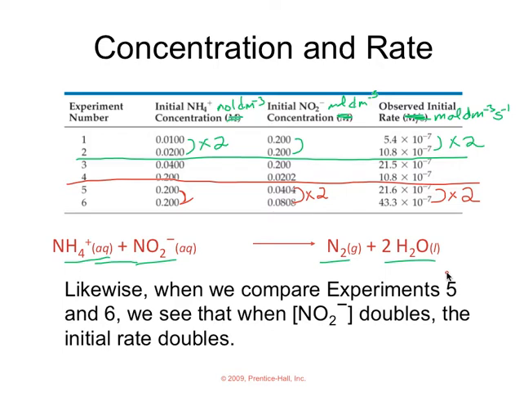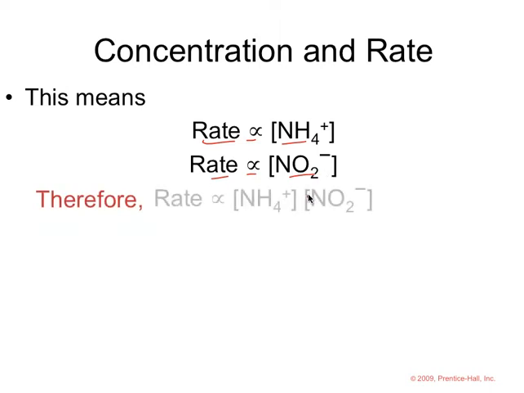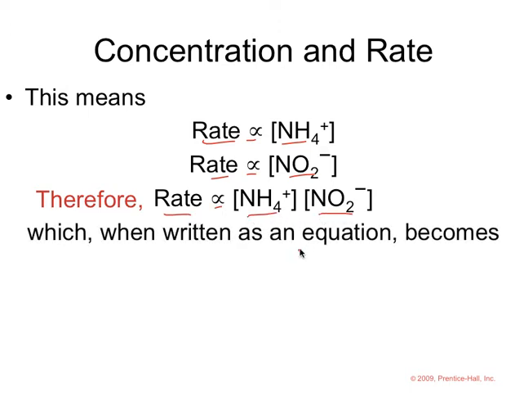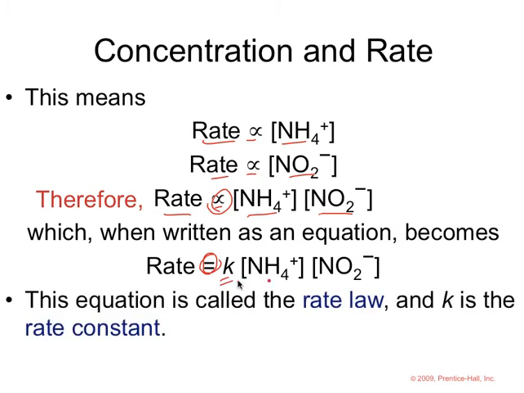Okay, what do we do with this information? Well, what it means is that the rate is proportional to the ammonium concentration. The rate is also directly proportional to the nitrite concentration. So we can state that the rate is proportional to the concentration of the ammonium times the concentration of the nitrite. We can write that proportionality as an equality by putting in what is known as the rate constant. This expression is known as the rate law. It's known as the rate expression, and k is the rate constant.